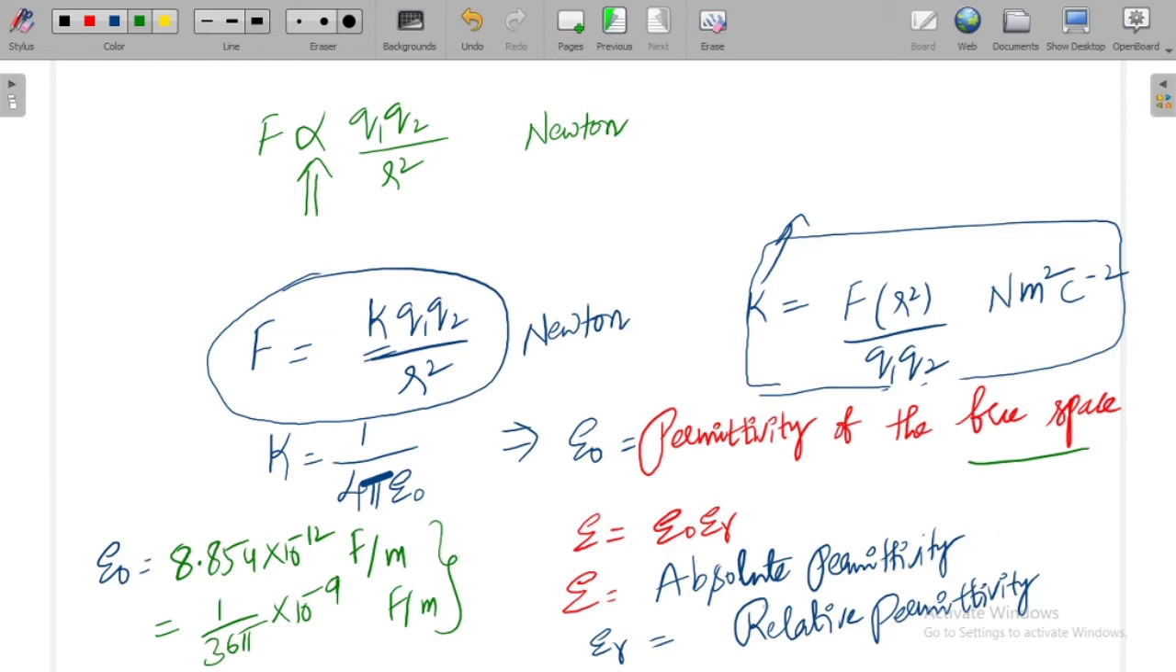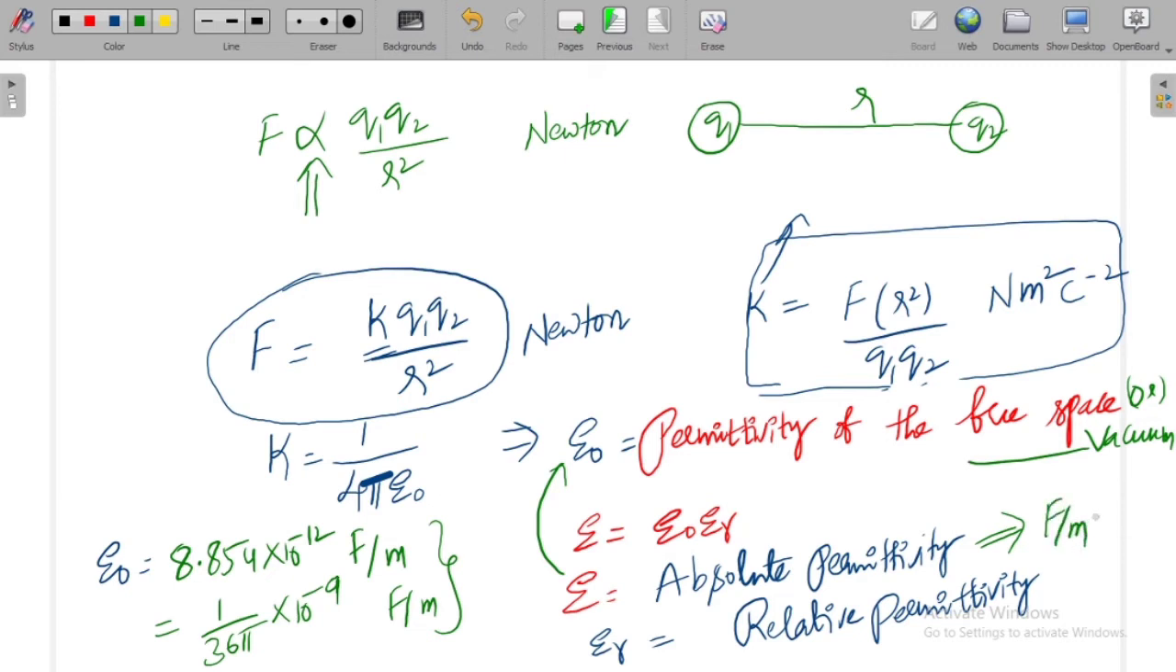And what is the unit of epsilon? Epsilon is nothing but absolute permittivity. It depends upon the medium in between the two charges. If this is Q1 and this is Q2 separated by some distance, and you have some medium in between Q1 and Q2, the permittivity of that medium is epsilon. If in between these two charges there is free space or a vacuum, then epsilon can simply be replaced with epsilon naught. Otherwise you need to use the product of epsilon naught and epsilon r. The unit of absolute permittivity is also farad per meter.